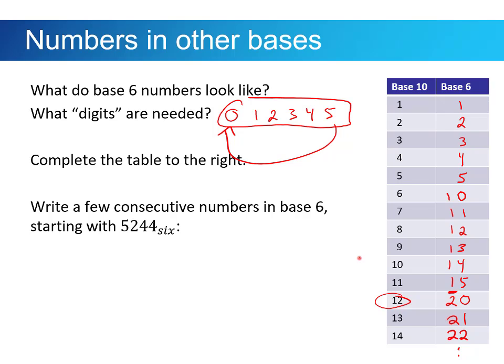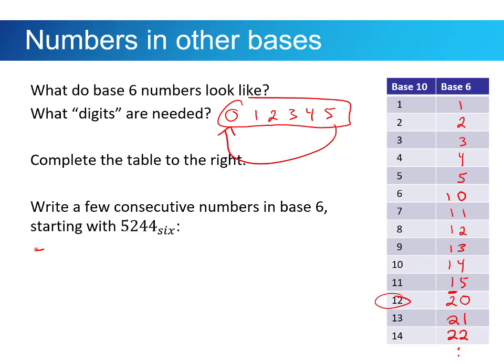Let's try writing a few consecutive numbers in base 6, starting with 5, 2, 4, 4. So instead of starting with 1, I'll just pick some random number higher up and we'll go from there. Now look at this. I put a little subscript SIX. That's a nice way of denoting a number that's in a different base. If I just write a number without a subscript, 57, that's understood to be 57 base 10 in our normal system. If you really want to be explicit about it, you can even write TEN as a subscript, just to be sure that we're talking about 57 base 10. Well, at any rate, back to the problem at hand.